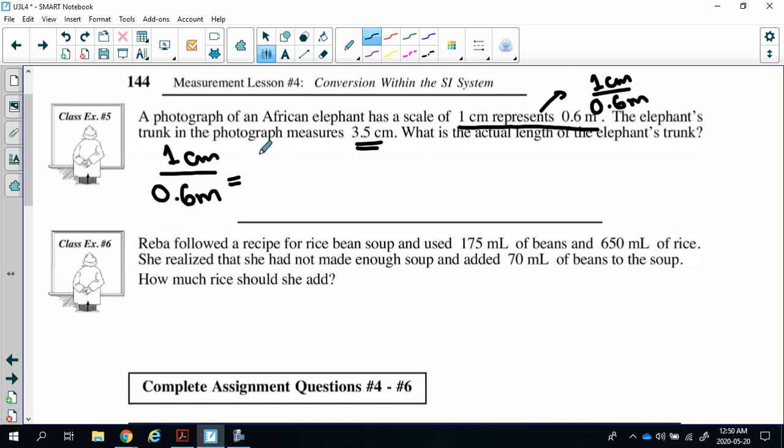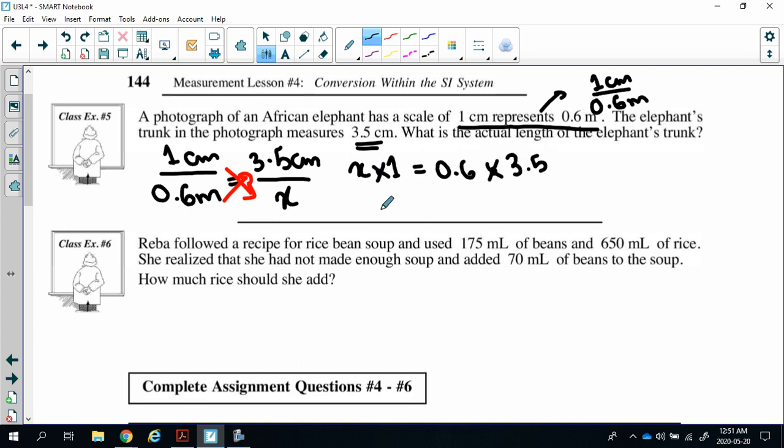So again, make sure your centimeters are aligned. So this has to be in the numerator. And the actual length of the elephant's trunk in meters, we don't know. Your final answer is going to be in meters. So now let's cross multiply. This is just going to be x times 1 is equal to 0.6 times 3.5. So this is going to be x is equal to 3.5 times 0.6, which ends up being 2.1.